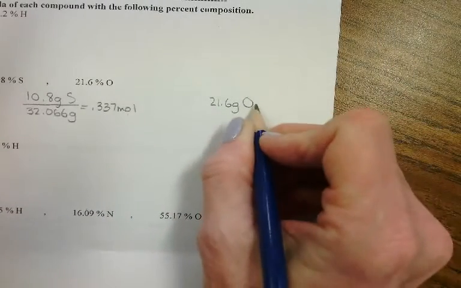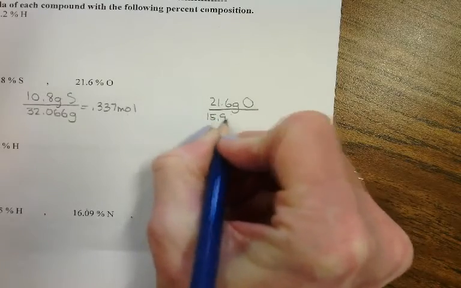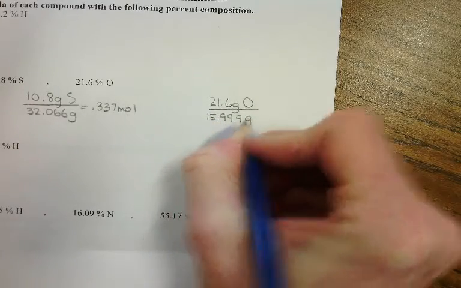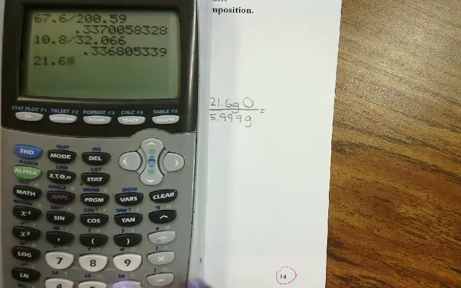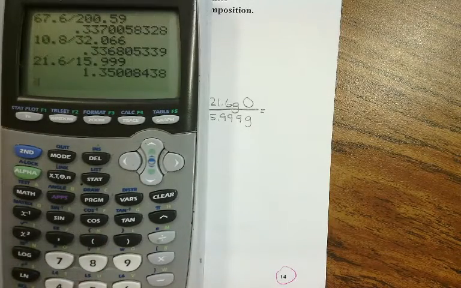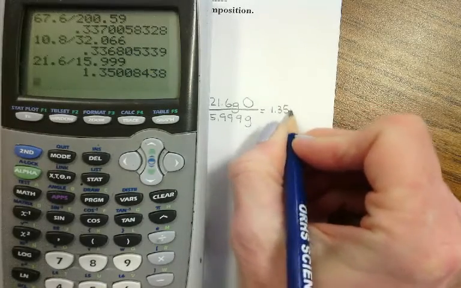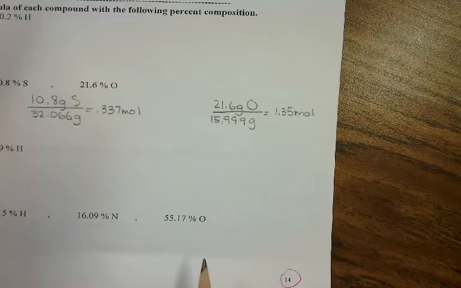Got to do it for the last one, for oxygen. I may not have given myself enough room here. So let's see, divided by 15.999, because that's the molar mass of oxygen, which you've probably already memorized. So 21.6 divided by 15.999 is 1.35 moles. So percent to mass, mass to mole.